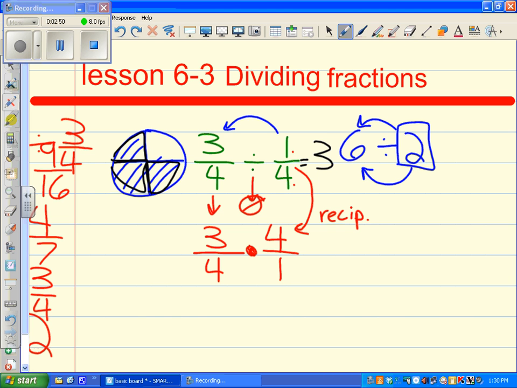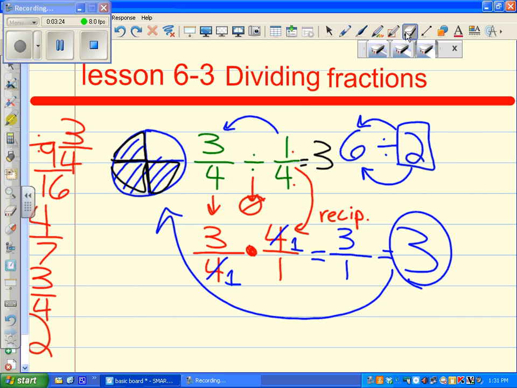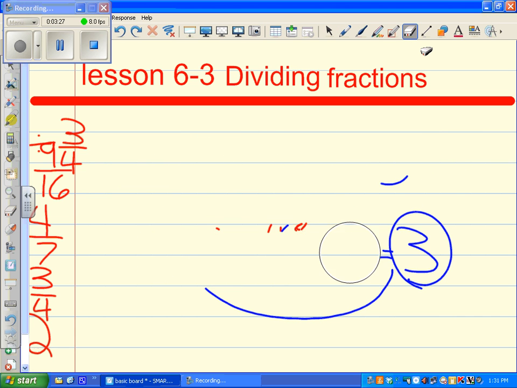Now, we just go ahead and solve the multiplication problem. But we're going to take this time to simplify before we do the problem, to make our lives a little easier. I can cancel the 4 out of there and the 4 out of there by cross simplifying. And I do 3 times 1 gives me 3, and 1 times 1 gives me 1. And the answer, simplified out, is 3. The same as our model. Nifty, huh?